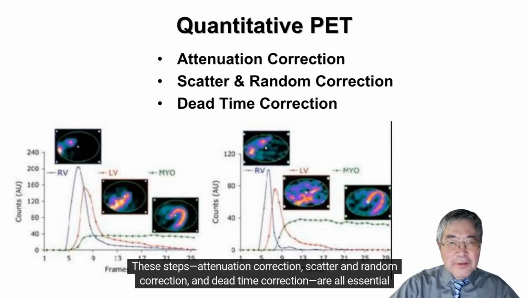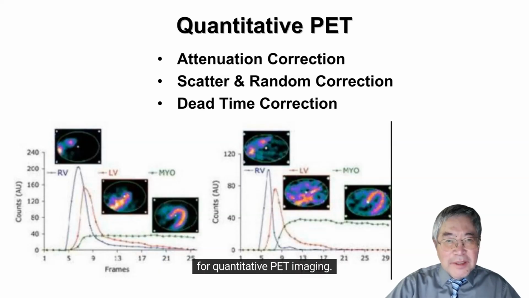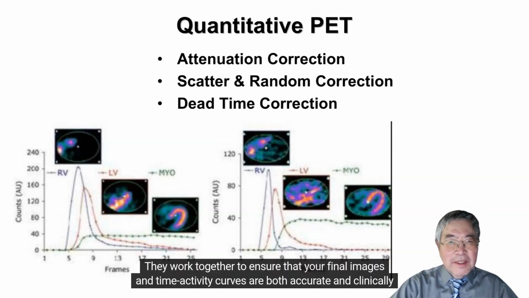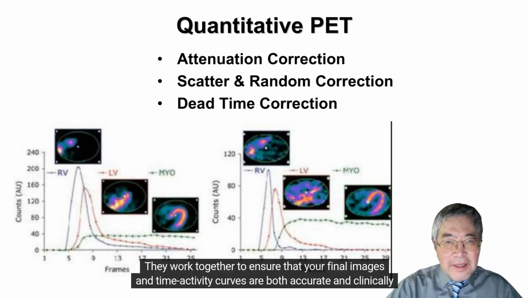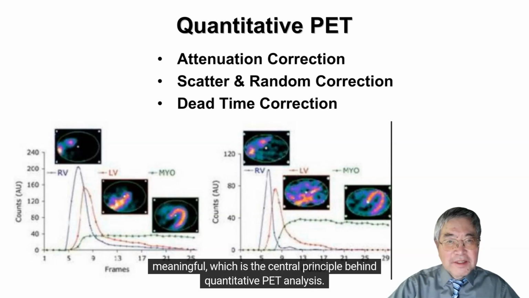These steps, attenuation correction, scatter and random correction, and dead time correction, are all essential for quantitative PET imaging. They work together to ensure that your final images and time activity curves are both accurate and clinically meaningful, which is the central principle behind quantitative PET analysis.